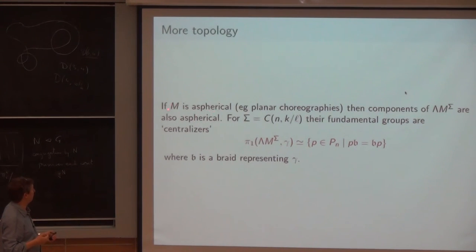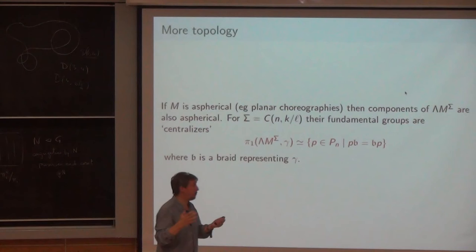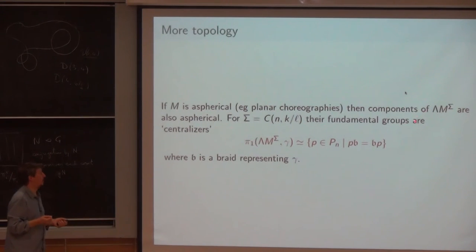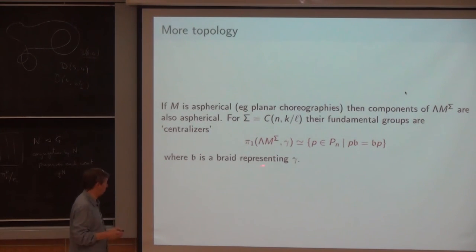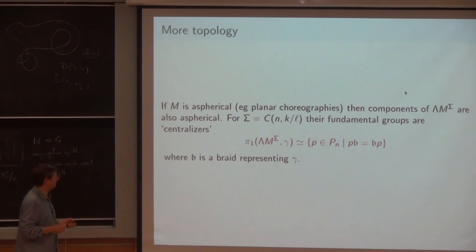If M, the manifold of X, is aspherical, which means that its universal cover is simply connected, then the components of this loop space are also aspherical, and so you can say something about what the fundamental group of each of the components is. So the component containing gamma, pi one of that is the set of pure braids which commute with a given braid, the one that represents your loop gamma. So there's a nice algebraic characterization, not just of the connected components, but in this case, which is the case in the choreographies.